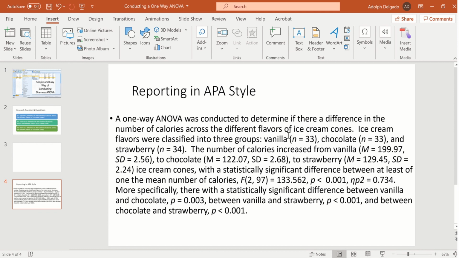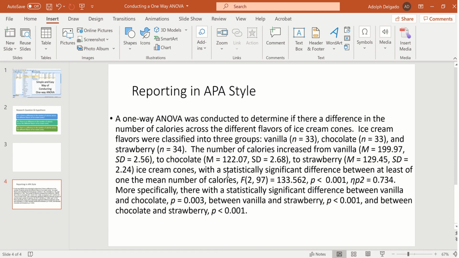Vanilla, I report the sample size for vanilla, chocolate, and strawberry. The number of calories increased from vanilla, here I report the mean and standard deviation, to chocolate to strawberry. So giving your reader a visual and reminding them what the information is makes it easier for them to understand what you're saying rather than having them go back to your tables to see what the values were.